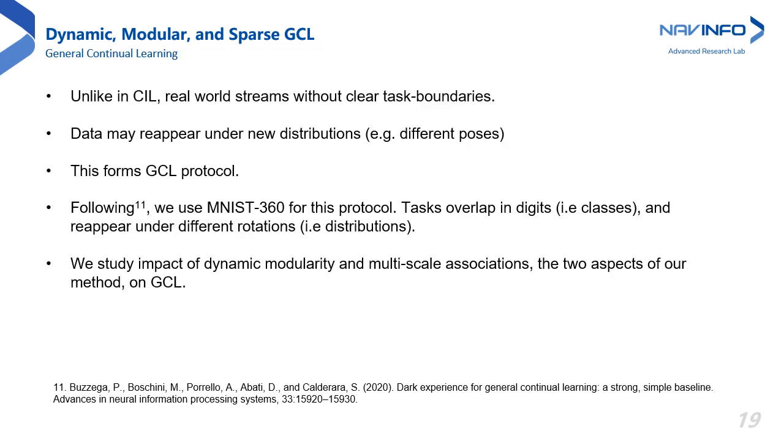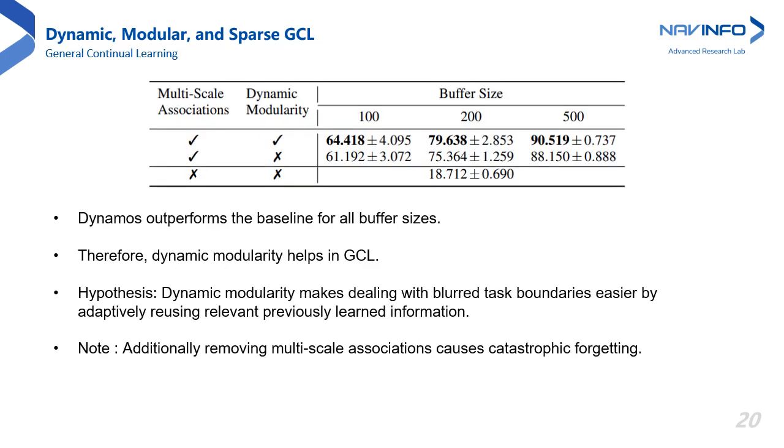Unlike in class incremental learning, real-world data streams have no clear task boundaries, and data may reappear under different distributions such as different poses. This forms the basis for the General Continual Learning, or GCL, evaluation protocol. Specifically, we use the MNIST 360 dataset where tasks overlap in digits, that is classes, and reappear under different rotations, that is distributions. With this protocol, we study the impact of two aspects of a method: dynamic modularity and multi-scale association.